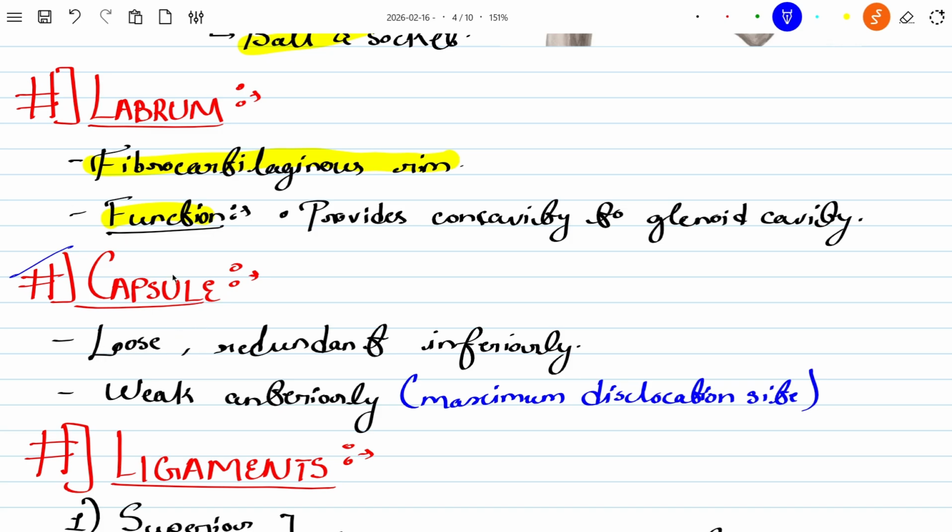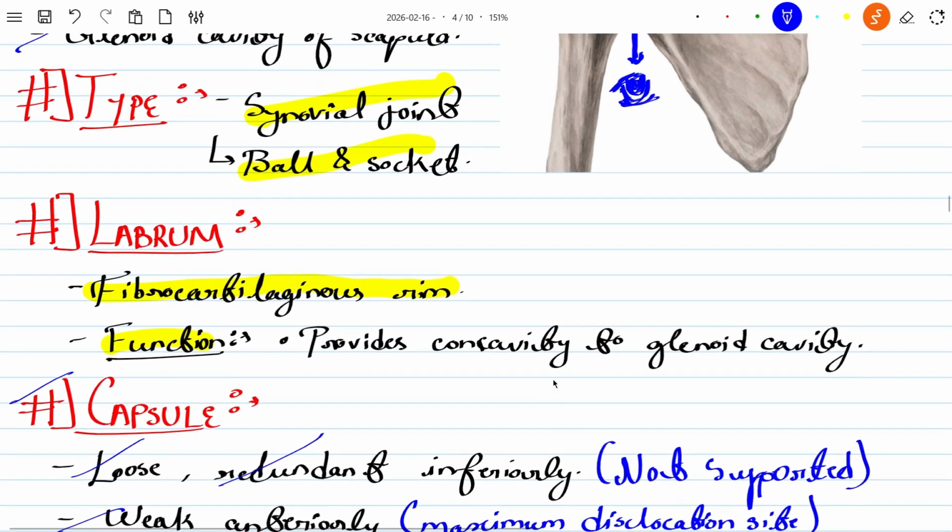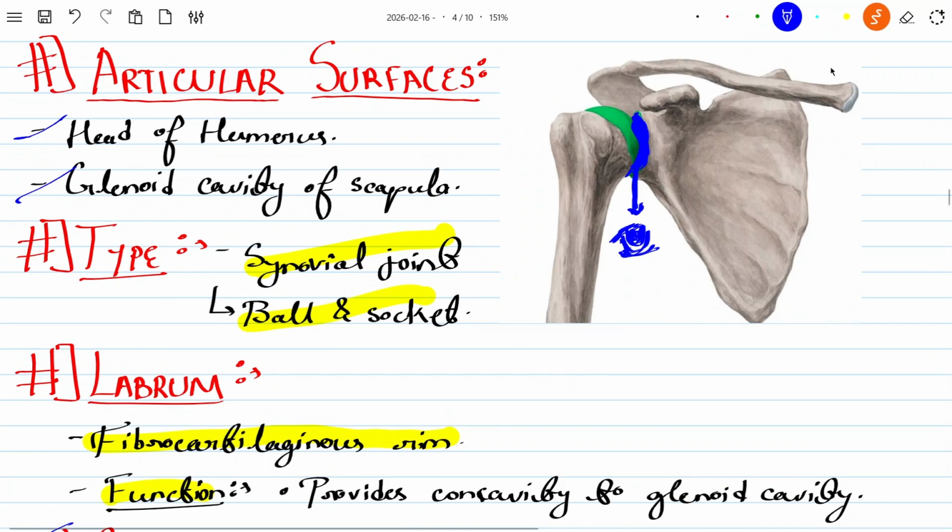Coming to the capsule. The capsule which we have in the shoulder joint is loose and redundant inferiorly, that means it is not supported from the inferior aspect of the joint. And it is weak in the anterior aspect, and this is the maximum site where the dislocation of your shoulder joint occurs.